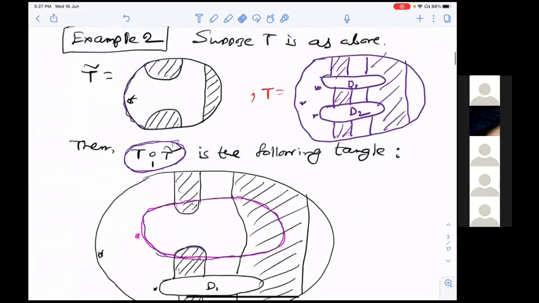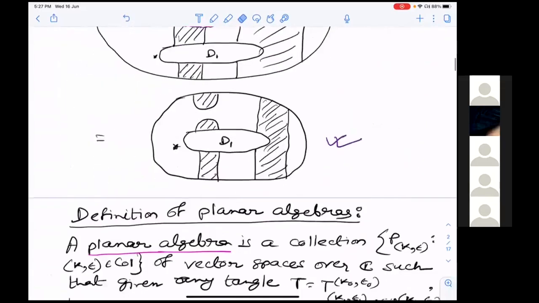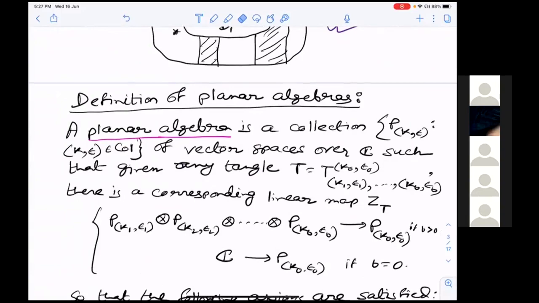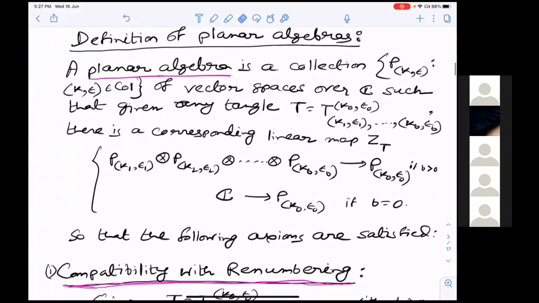Now we have understood what a planar tangle is. Let me now define a planar algebra. By planar algebra, I mean a collection of vector spaces. This can be done over any field, but let me do it only for complex numbers because we are interested in subfactor planar algebras ultimately. So these are the collection P_{K,epsilon}, with epsilon the color. Color, you remember, means the set: natural numbers with 0, and plus, minus. This is the definition of the color set.